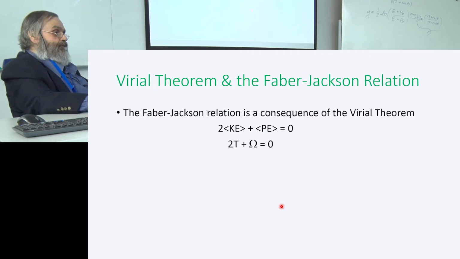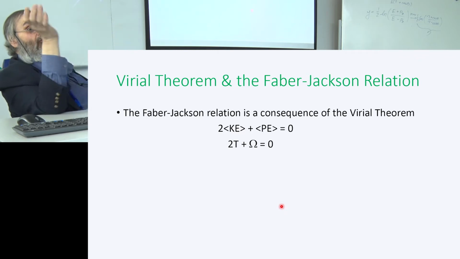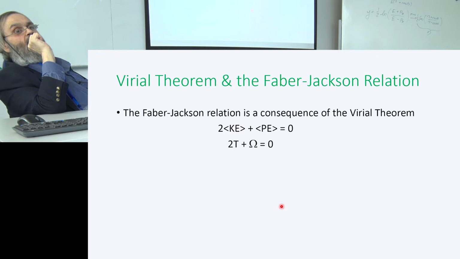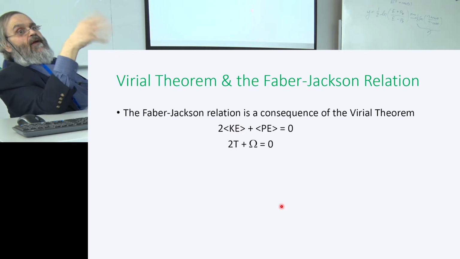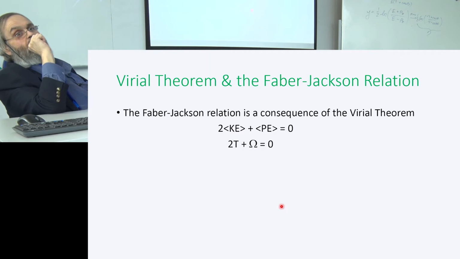Yes? How do you measure the velocity dispersion? By measuring the systemic velocity and the velocities compared to the systemic. The velocity dispersion is just the square root of the average of the squares of the velocities. Sigma squared is the average of all the v squareds. Okay.